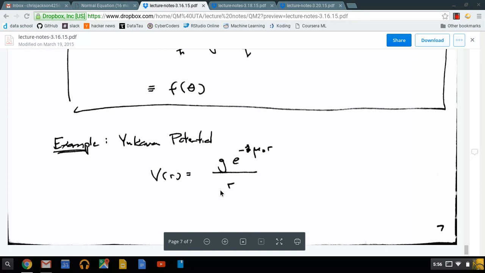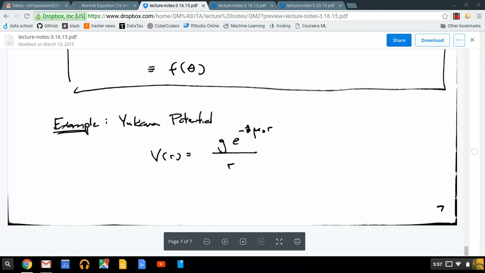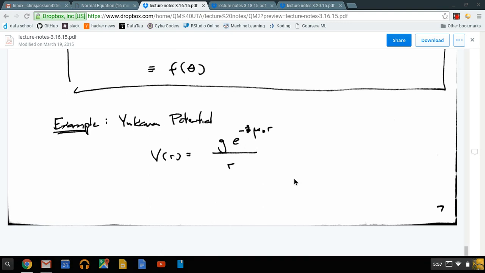What am I trying to say? The reach of this potential in an exponential way. So it's basically screening the Coulomb potential, so it makes it die off faster than it would have without it. Okay, anyways, it's called the Yukawa potential, and it has uses in nuclear physics and particle physics as well.